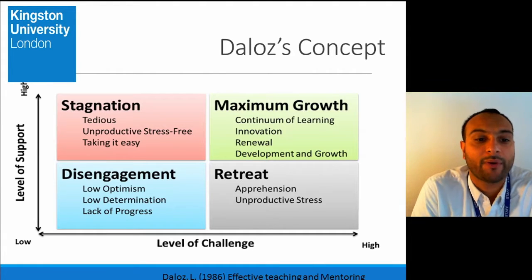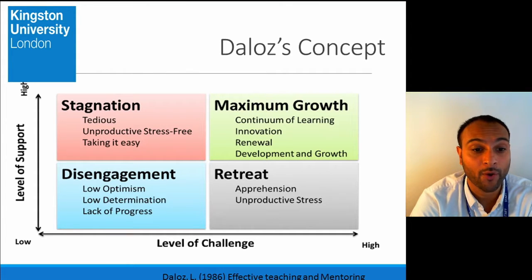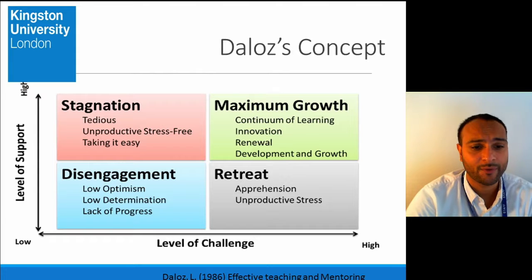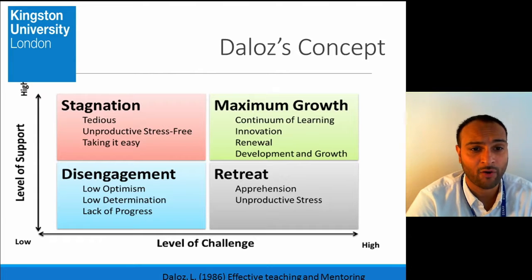To try and help explain this concept, I'd like to draw on Dallos's concept. On the left, going vertically, you have level of support, and at the bottom, going horizontally, you have level of challenge. Now, ideally, optimally, we'd like to be in that real balance between appropriate level of challenge and appropriate level of support. And when you reach that balance, you're in that top right quadrant of maximum growth.